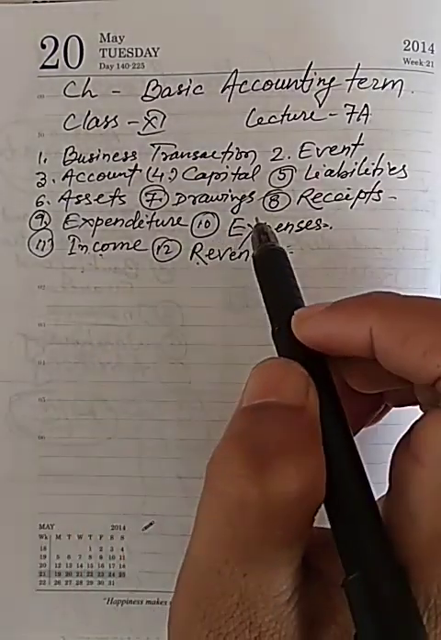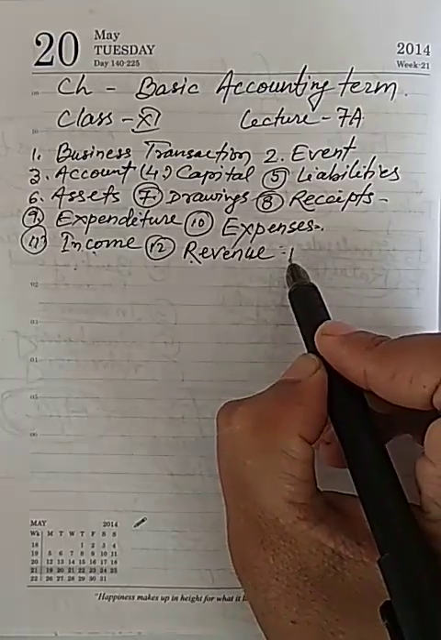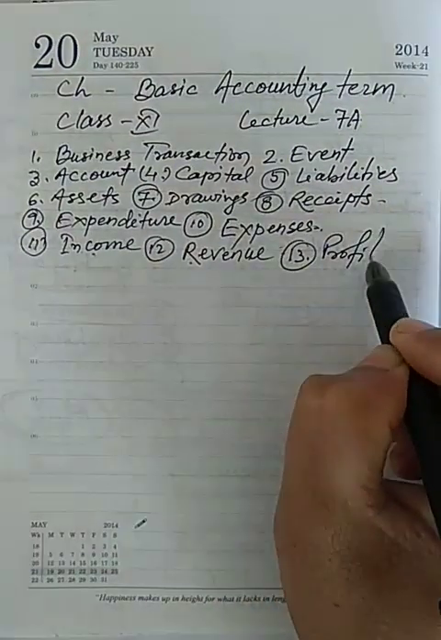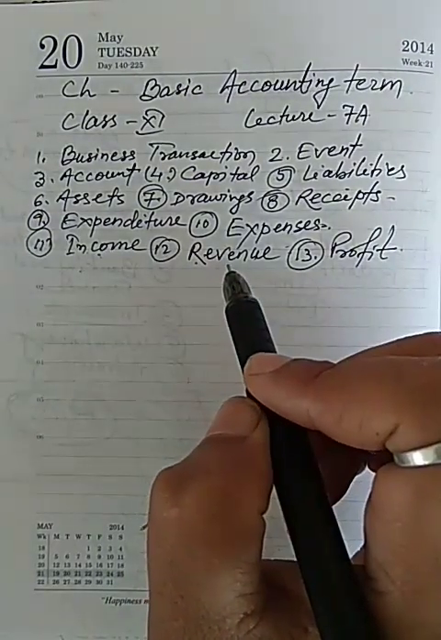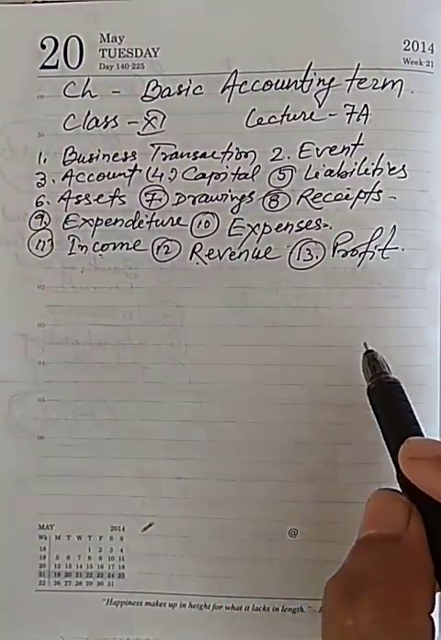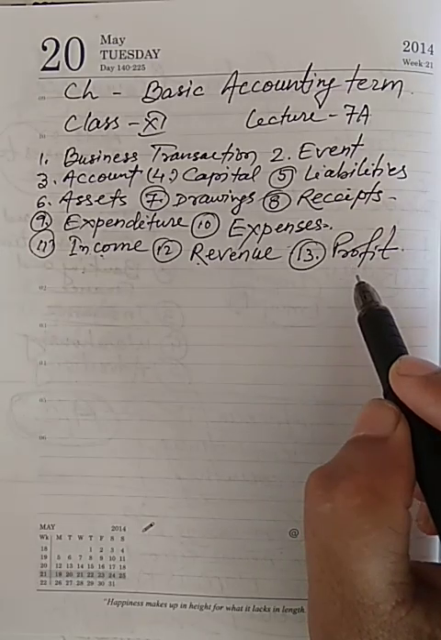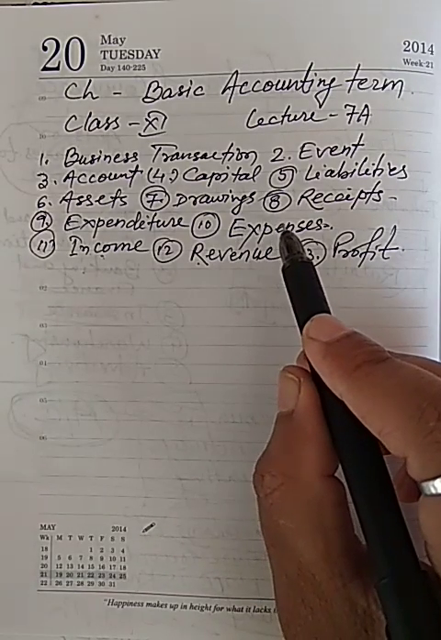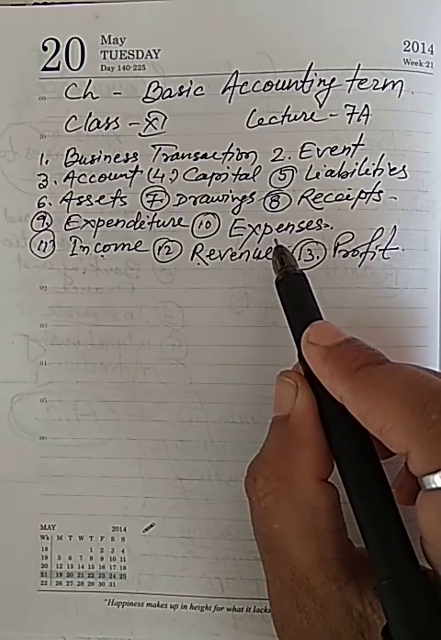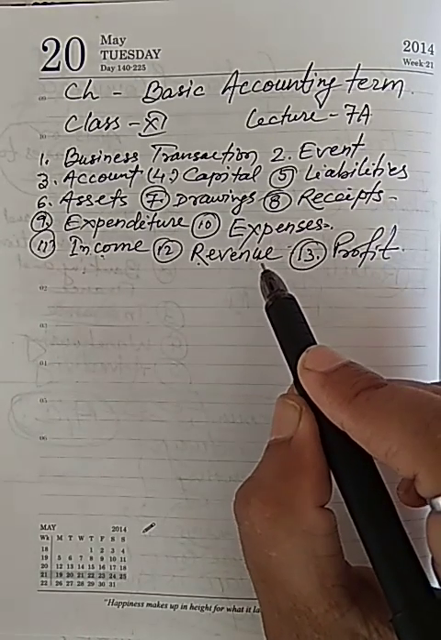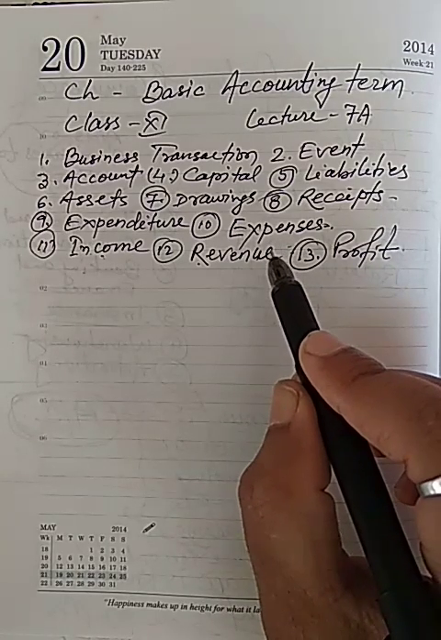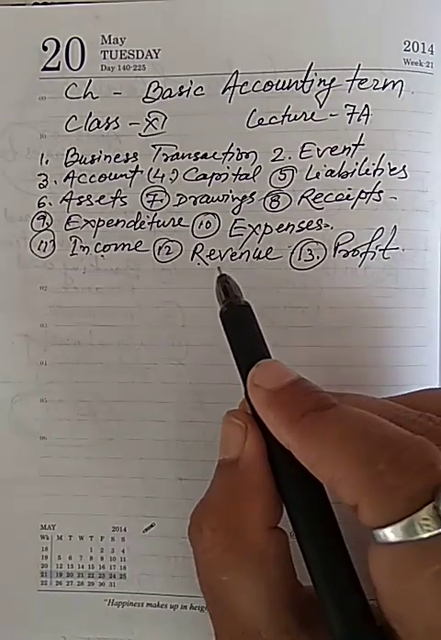Now next point is profit. It is the excess of total revenue over total expenses of a business enterprise for an accounting period. Profit increases the investment of the owners.